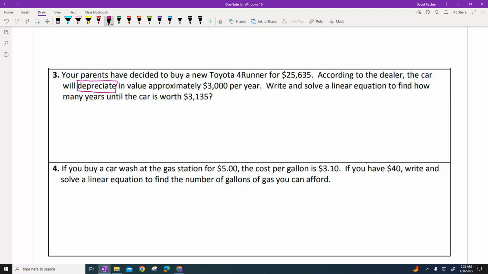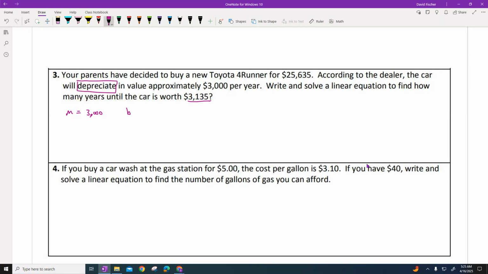We want to write and solve a linear equation to find out how many years until the car is worth this much. Okay, so what's going to be my M in that problem? Right, it's going to go down 3,000 per year. So there's my slope right there. Every year it goes down 3,000. So I want to put that there. Now make sure you put commas versus decimals here. Don't get the two confused.